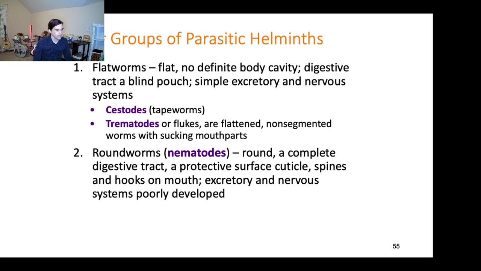So you've got two different types of parasitic helminths. You've got flatworms and roundworms, and that's exactly what they sound like. If they're flat or if they're round, that's how you break them apart. With our flatworms, you've got tapeworms and trematodes, things that are flukes or are tapeworms.